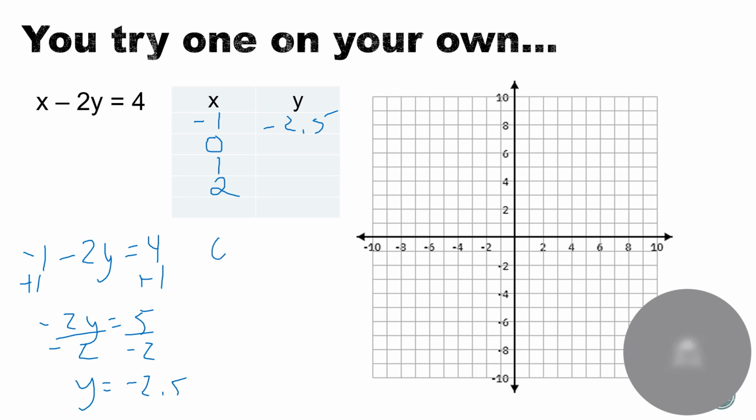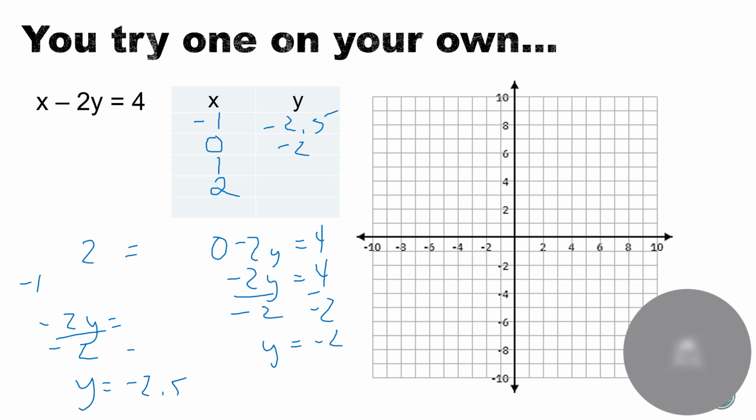We'll do 0 minus 2y equals 4. So that's -2y equals 4. Divide both sides by -2. And we get y is equal to -2. Now I like that one much better. So 0, -2, I feel pretty good about. Okay. To erase some of this work.